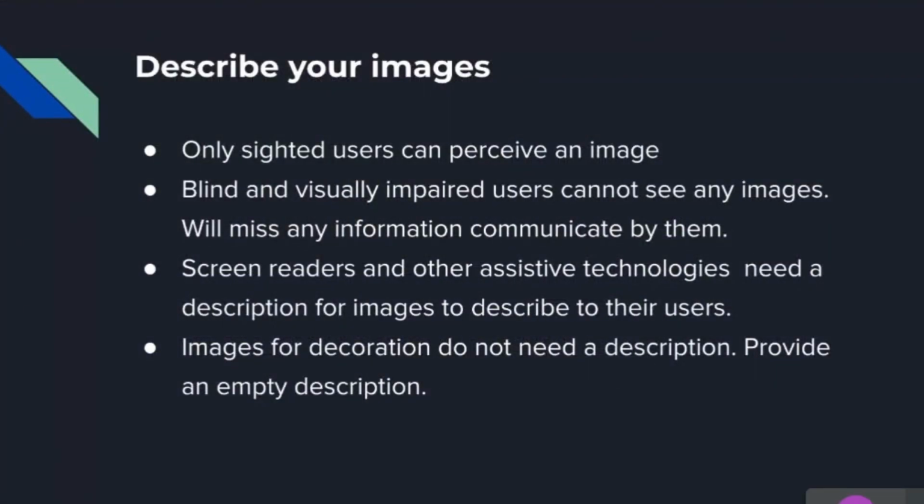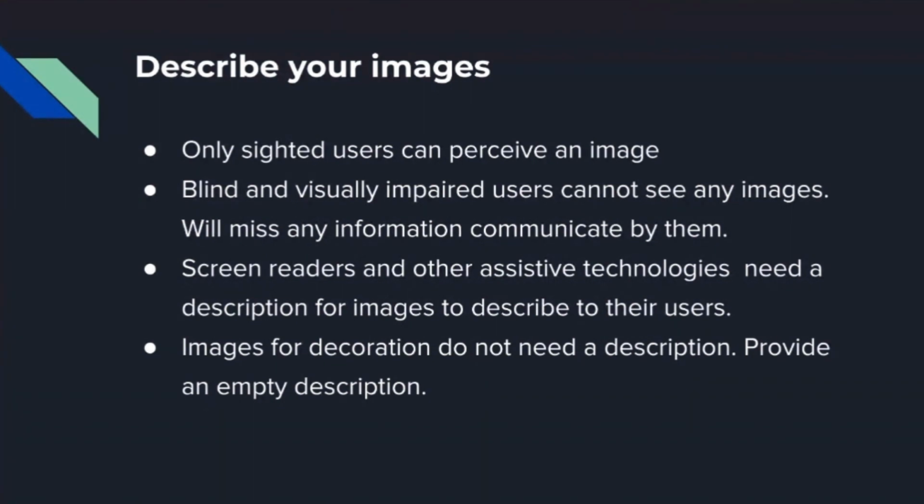Now we get to images. You should always describe your images because only people who can see can perceive that image. People who are blind or visually impaired cannot see the images, especially if it has important information in it. So if you're providing instructions inside an image and you expect everybody to understand it, it will be problematic because a blind person won't know. The description is usually placed in an attribute in the image HTML tag, and that's where you put your description to be read by the screen reader.